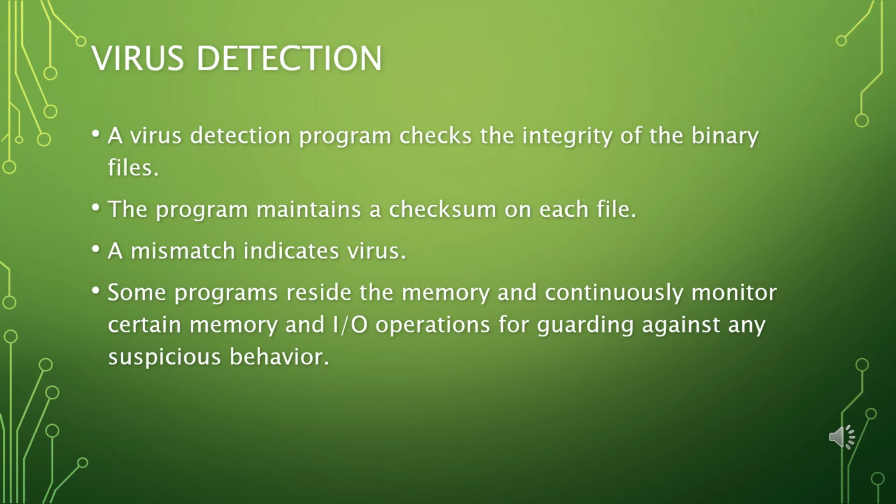Virus detection. Normally, a virus detection program checks the integrity of binary files. Every file on the system, whether it is an MS Office file or a PDF file or a Paint file, has its binary file which has a sequence of ones and zeros. The program maintains a checksum of each file. A mismatch in that file indicates a virus. Some programs reside in the memory and continuously monitor certain memory and input output operations for guarding against any suspicious behavior. This can be your antivirus program.